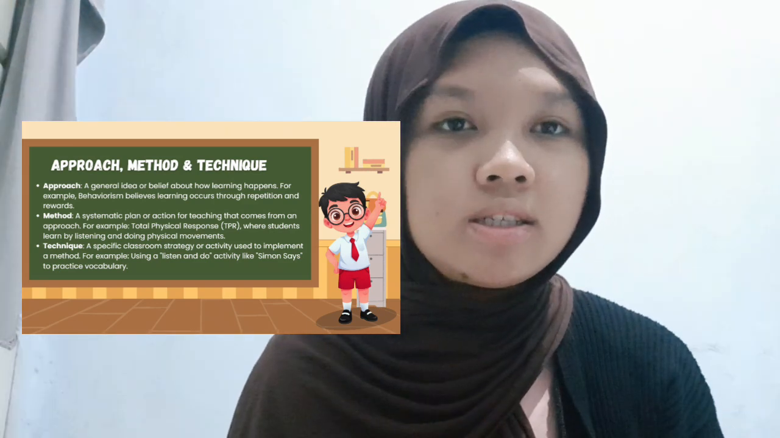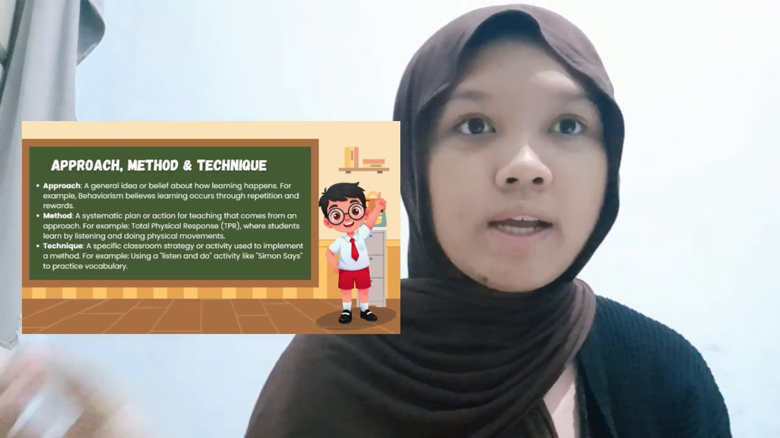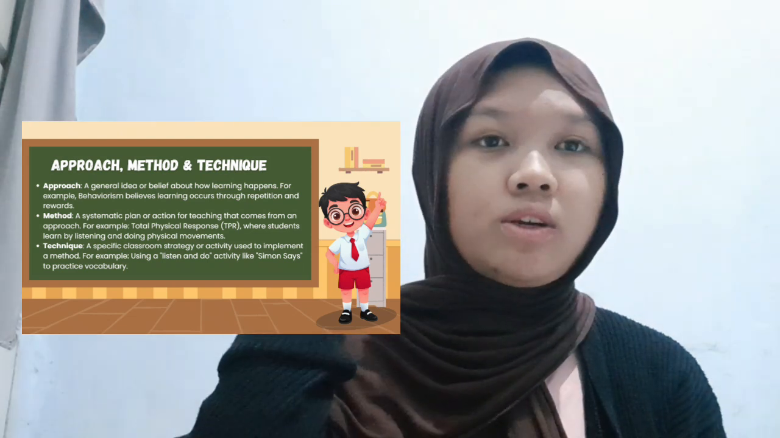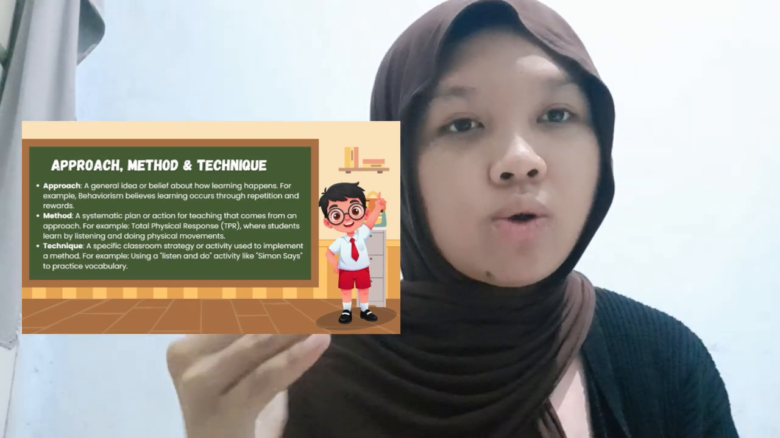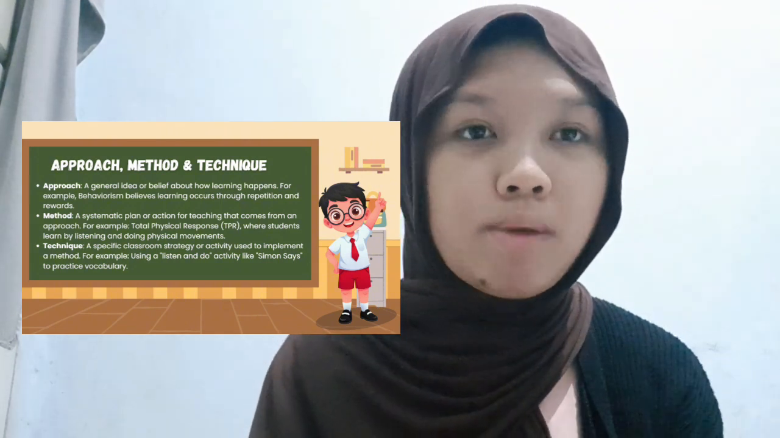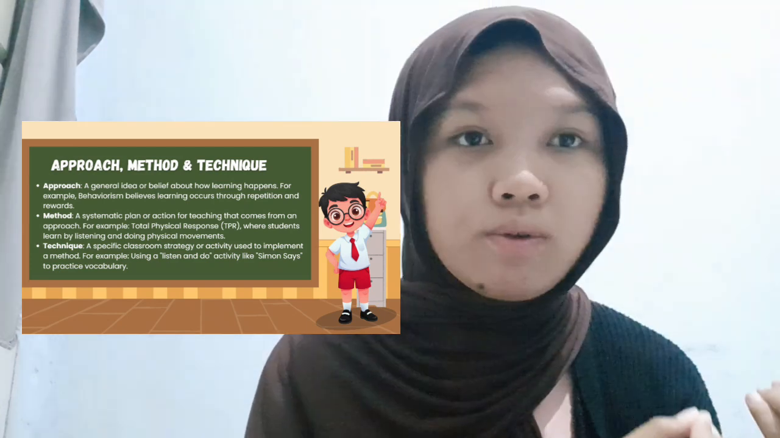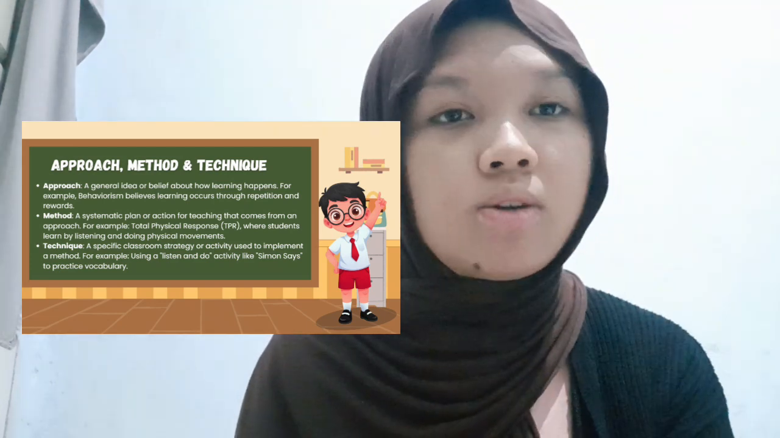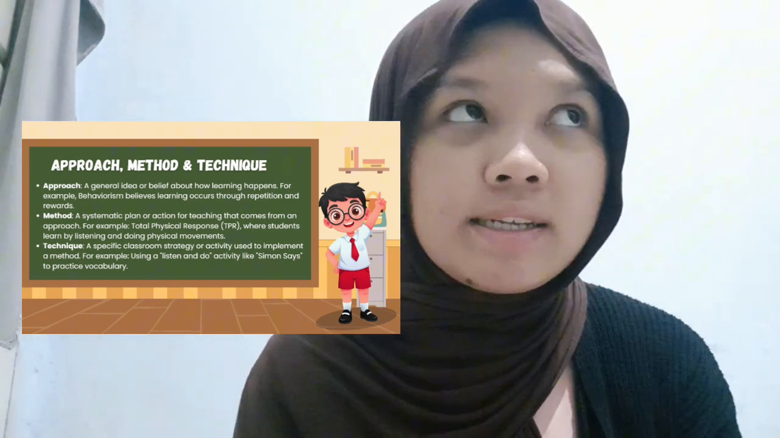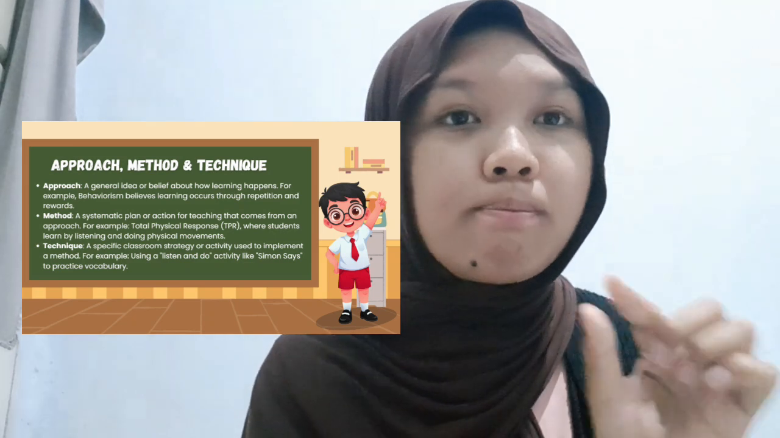And then the next step is method. It is a systematic plan or action for teaching that comes from an approach. So after we make an approach, we can be specific in method. So in this section it is about the action of the approach. For example, TPR, where students learn by listening and doing physical movements. As I said before, TPR is also part of method.